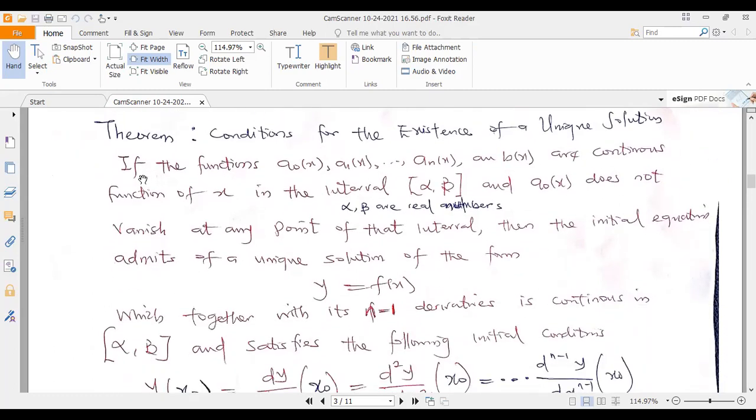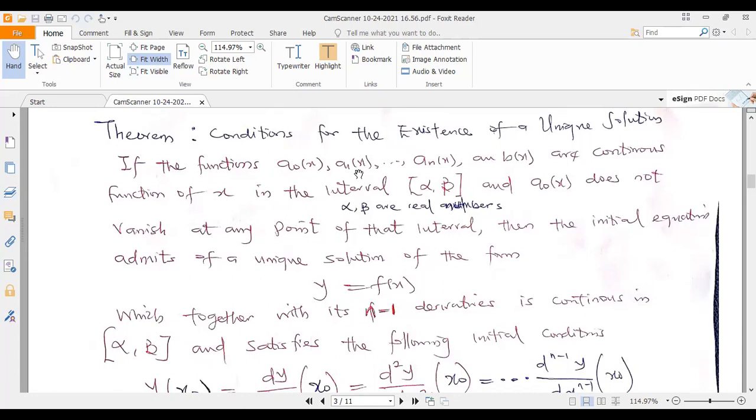If we have the function a0, don't forget that a0 is a coefficient, right? A1 is a coefficient. You know, that coefficient can be 1, it can be x, it can be sine x. Are we all together?